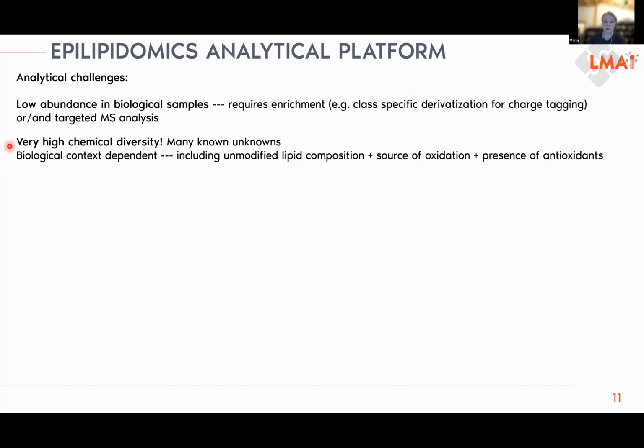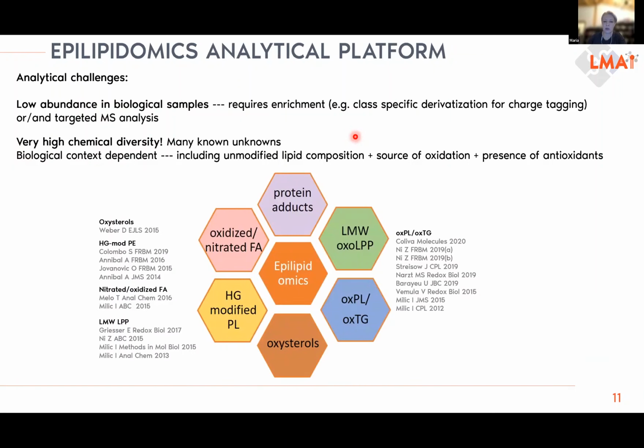But on the other hand, we have this very high chemical diversity. We have so many unknown lipids there that without considering this biological context, we have no chance to find out what is out there. And we developed a number of methods with this epilipidomic platform, for instance, for oxysterols, head group modified lipids, oxidized nitrated fatty acids, low molecular weight aldehydes, which I showed you today, and some protein adducts.